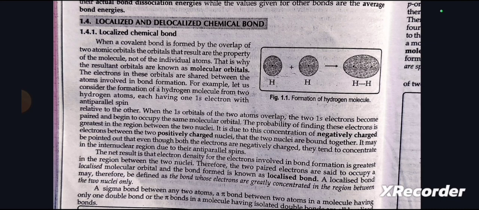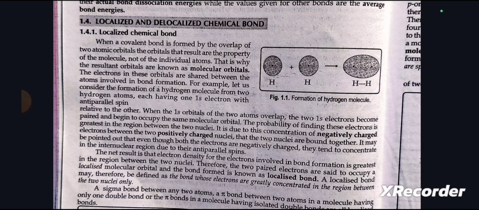For example, let us consider the formation of a hydrogen molecule from two hydrogen atoms, each having 1s electrons with anti-parallel spin relative to the other. When the 1s orbitals of the two atoms overlap, the two 1s electrons become paired and begin to occupy the same molecular orbital. The probability of finding these electrons is greatest in the region between the two nuclei.